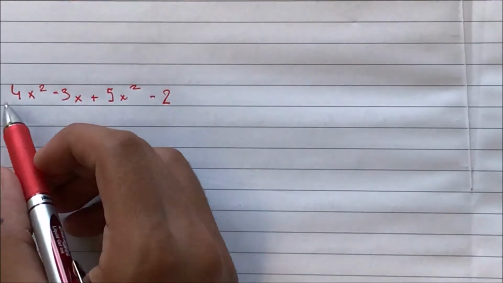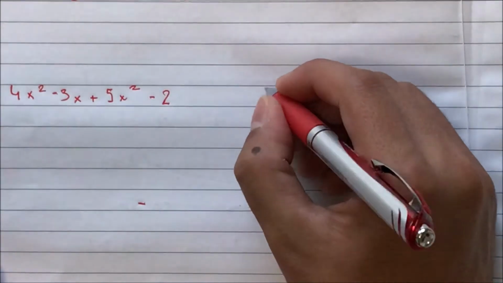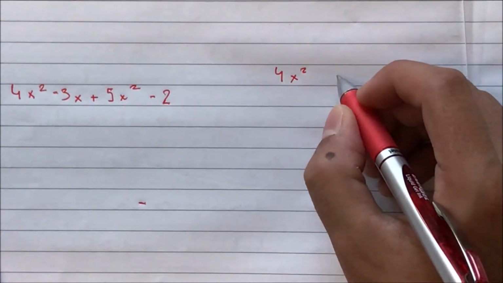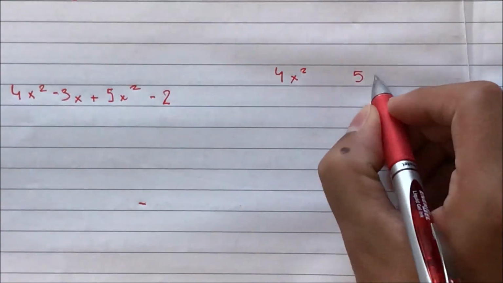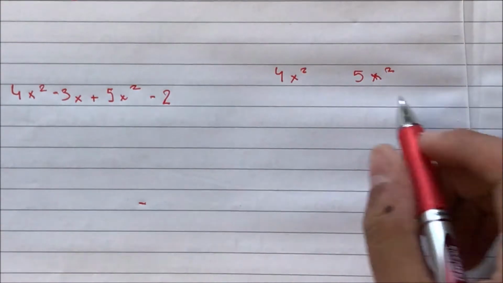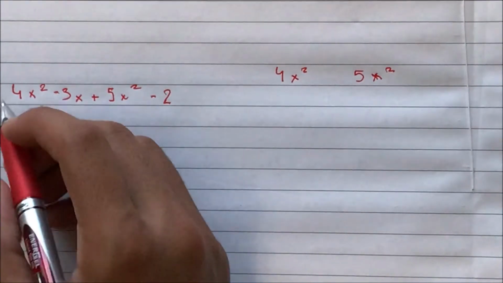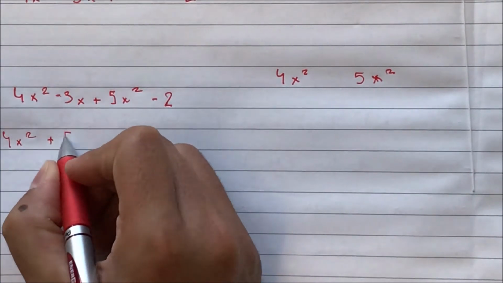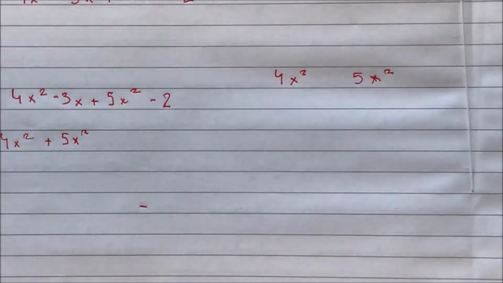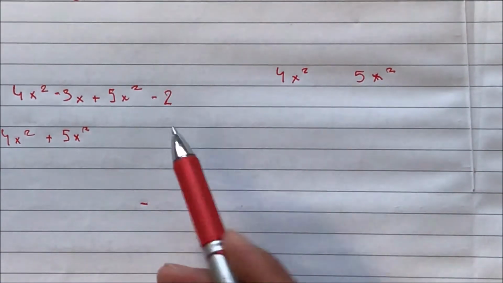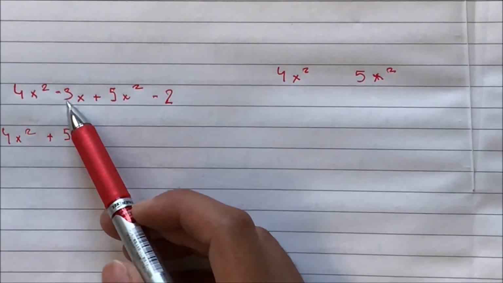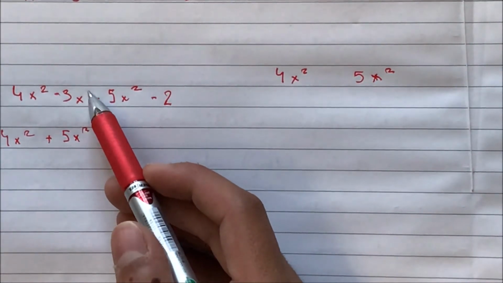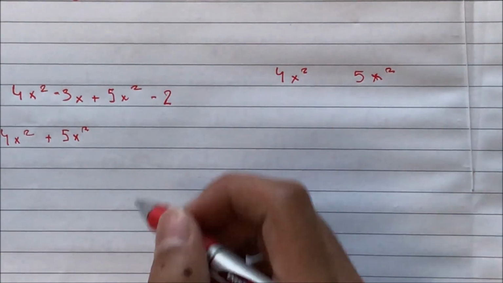So I see a 4x to the power of 2, and 5x to the power of 2. So we can write these two together. And the rest are not like terms. The negative 3x is not a like term because it doesn't have two exponents, and the negative 2 is just alone.